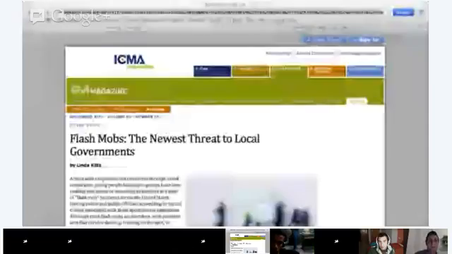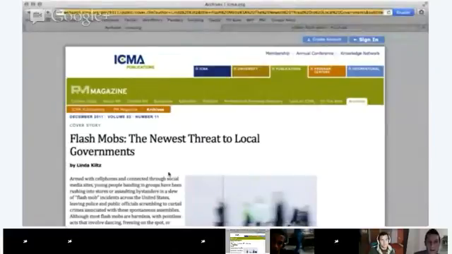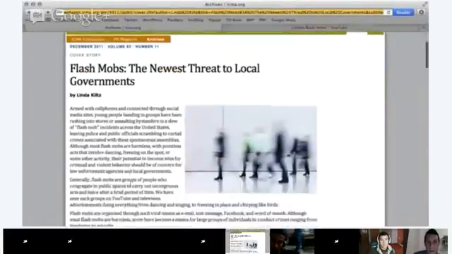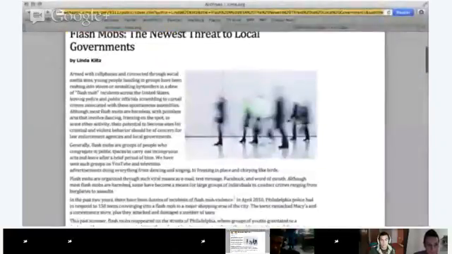And so when you get there, I'm going to go to screen share right now. All right, it should look like this, and the title is Flash Mobs: The Newest Threat to Local Governments. Okay, and we see this is the introduction.